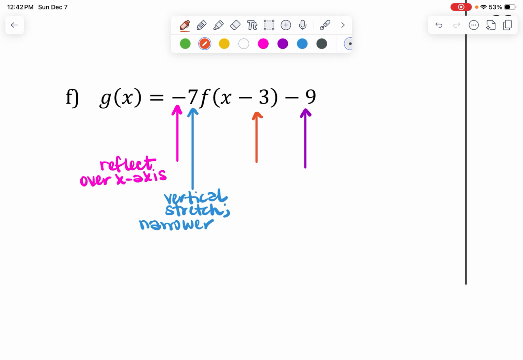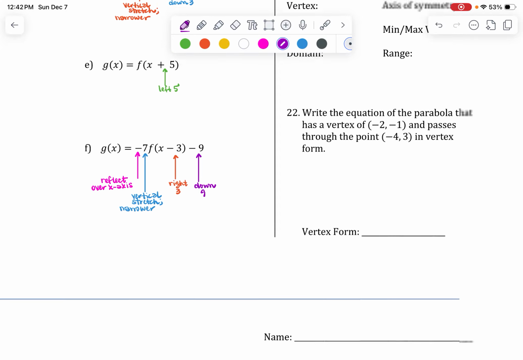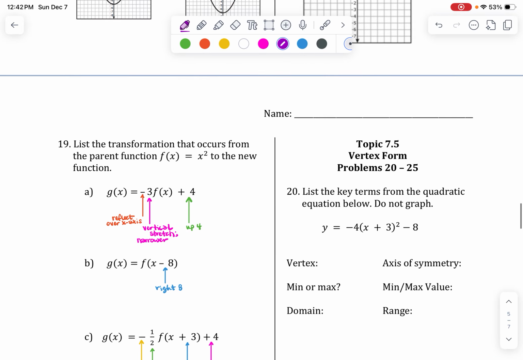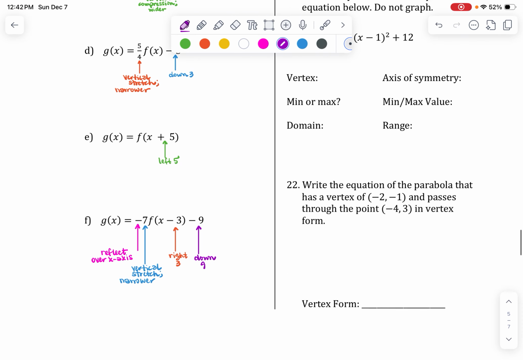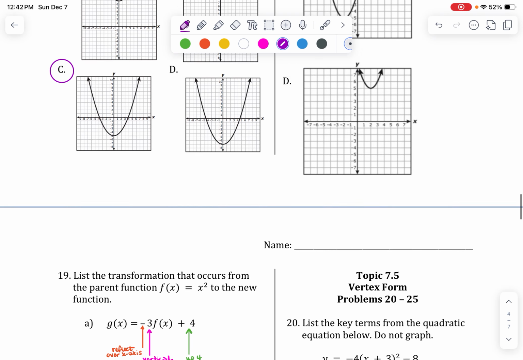Then we have our -3. It's inside, which actually means right 3. And then we have our down 9. All right, that was all of them. And then our next topic is 7-5, so I'll come back and do another video for that one.